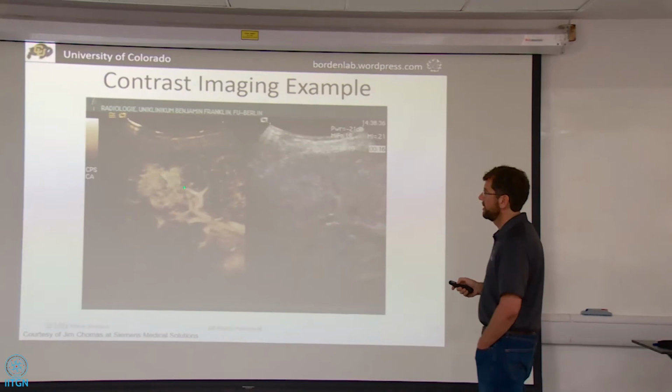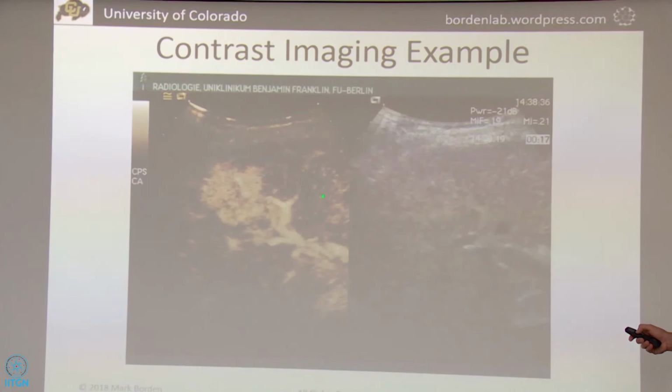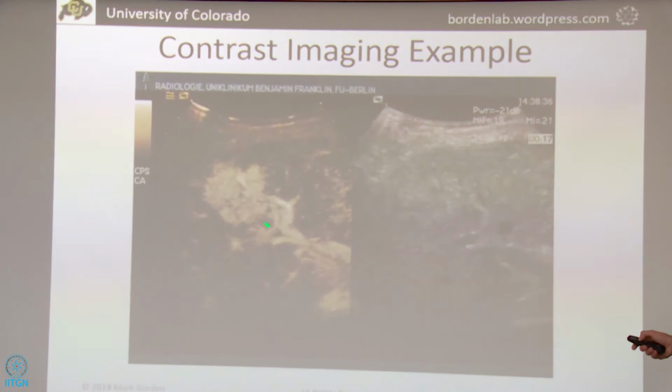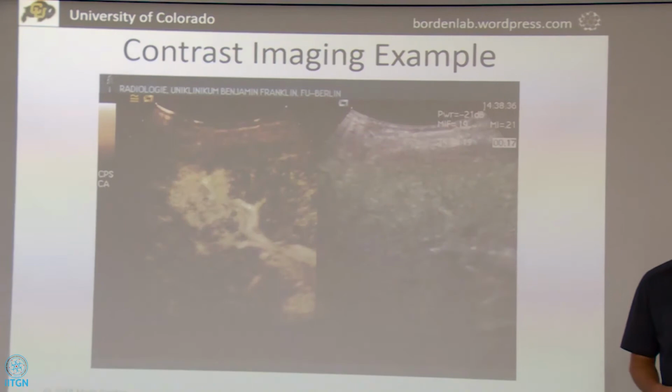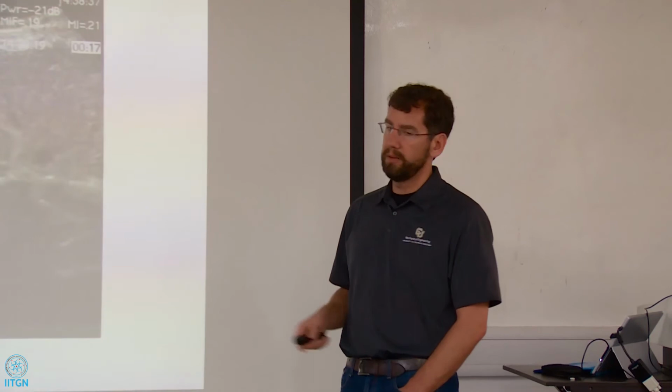And now you can see all these different structures in the blood vessel. You can see these branches, some individual bubbles moving through capillaries. One of the things that's really useful here is that the tumor is actually filling faster than the surrounding tissue, which tells you that it has more arterial phase than the surrounding tissue, which gives the sonographer a clue that this is actually a benign rather than malignant mass.